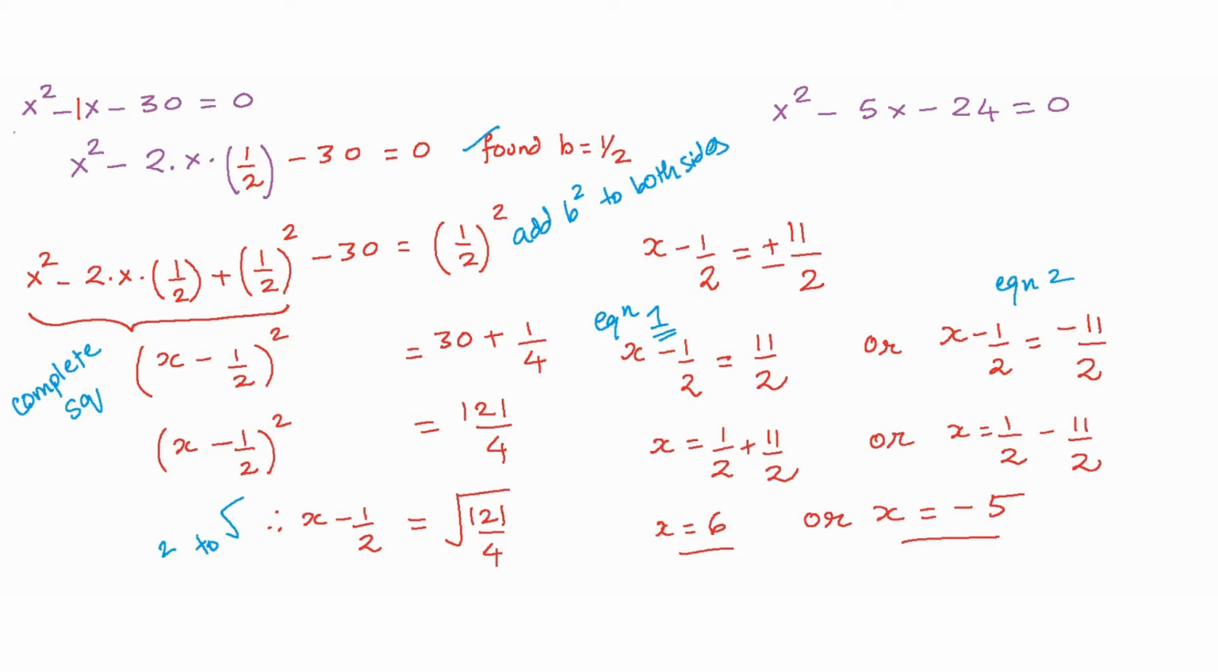So now let us solve x square minus 5x minus 24 equal to 0. Let me just pause for a minute so that you can take a look at this, and then we will continue.